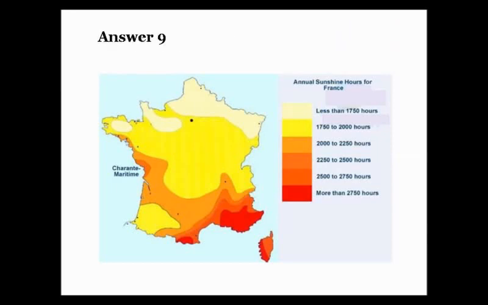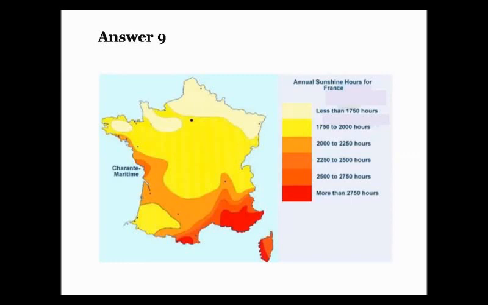This map shows information about the annual sunshine hours for France. To begin with, we can see that there are several sections in this map, including less than 1,750 hours, 1,500 to 2,000 hours, 2,000 to 2,250 hours, and also around 2,500 hours. And at last, also including the numbers which is more than 2,750 hours.